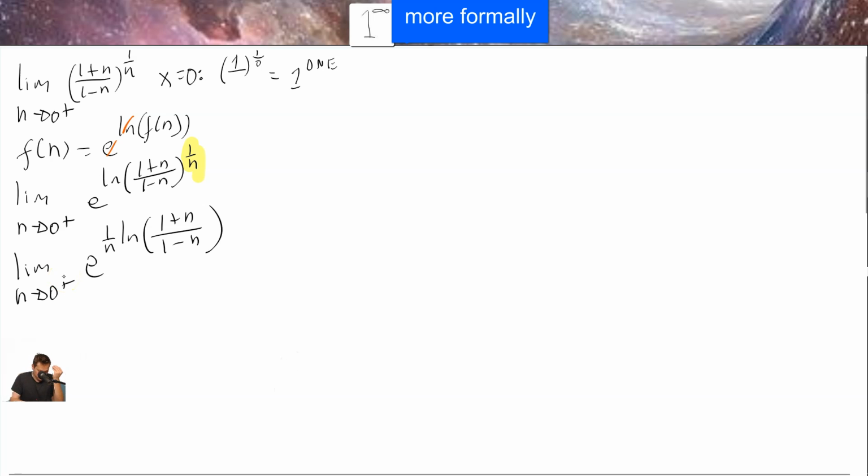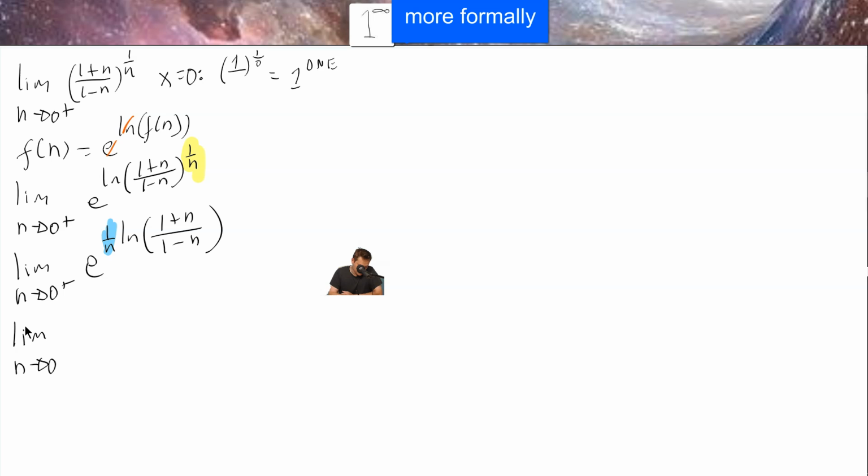So that's pretty good. And now there's still an issue. Take a look at that 1 over n that you see right here. Because it's 1 over n multiplying the ln, the n from 1 over n could be put under the whole thing to make it a bit more clear, okay? So in other words, I'm going to write this now as the limit as n approaches 0 from the right of e to the ln of (1 plus n) over (1 minus n), and the whole thing is over n. So now let's see what happens if I replace n with 0.